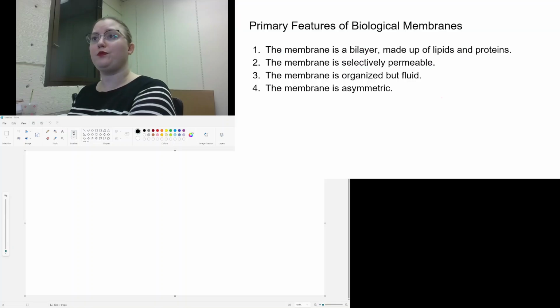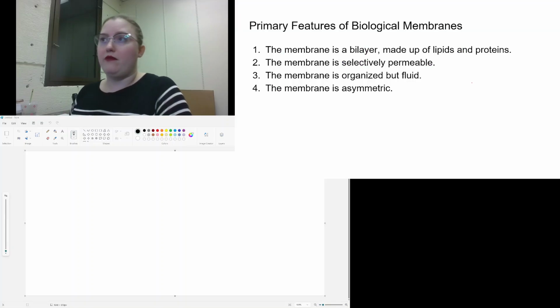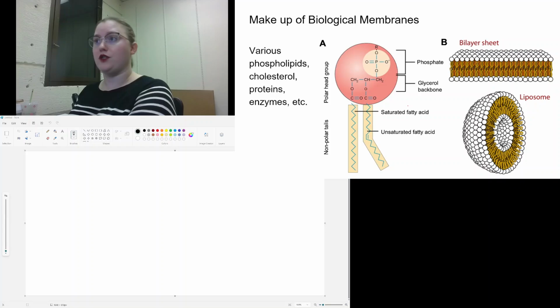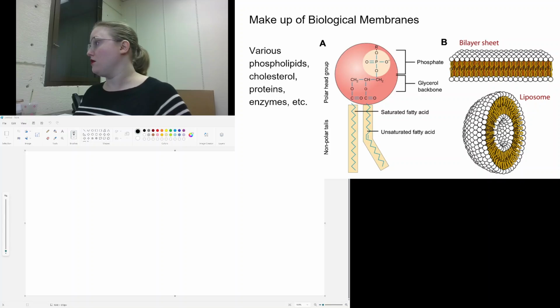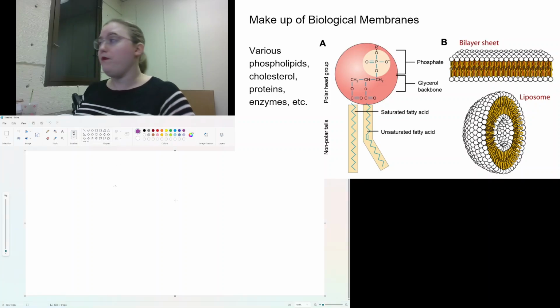Okay? So these are our primary features of biological membranes. Membranes are bilayers made up of lipids and proteins. They are selectively permeable, they are fluid, and they are asymmetric. So let's talk about that first part, the bilayer. So, are we over here now? Yes, we are. So now I'm going to be drawing in my little paint window at the bottom.